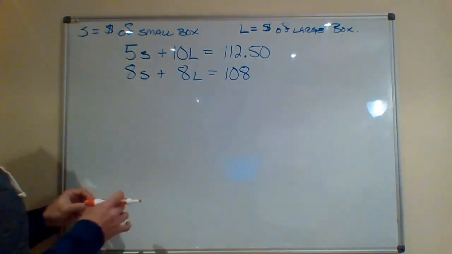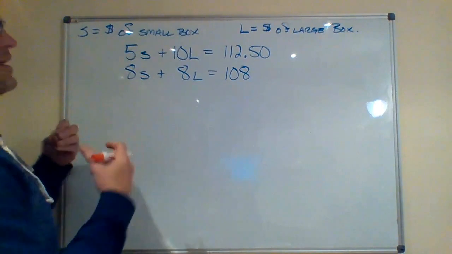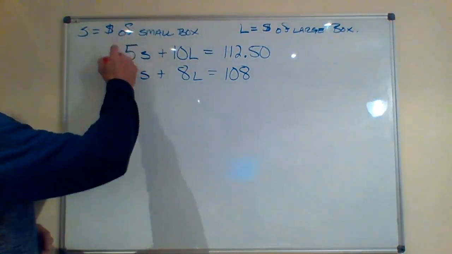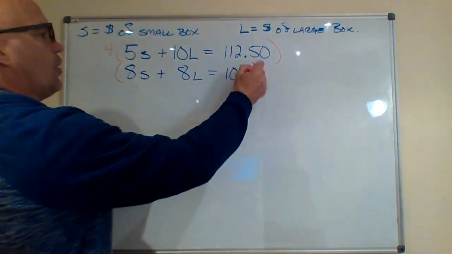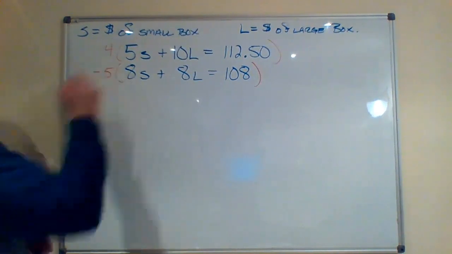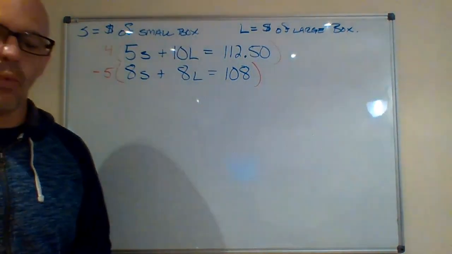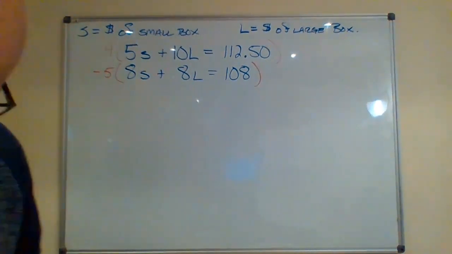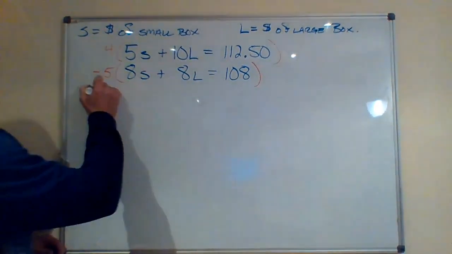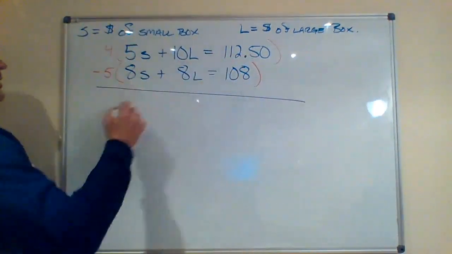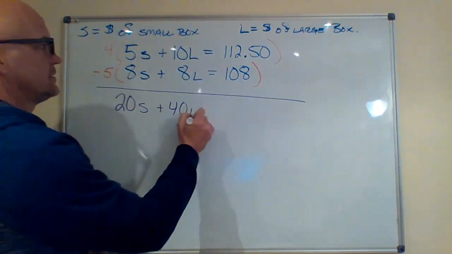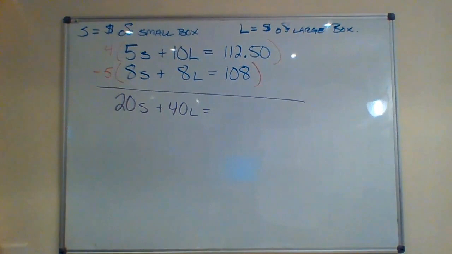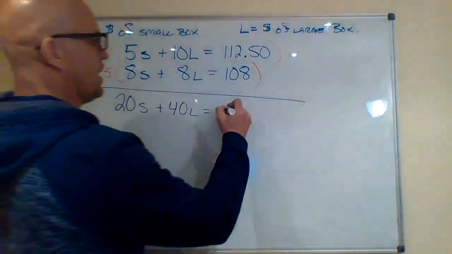I'm going to choose to go after the L's, and I'm going to go to 40. So I'm going to multiply the top one by 4, and I'm going to multiply the bottom one by -5. Remember, one has to be positive, one has to be negative. So, got my calculator handy. 4 times that top one, 4 times 5S is 20S, plus 40L is going to equal 4 times 112.50, and that is $450.